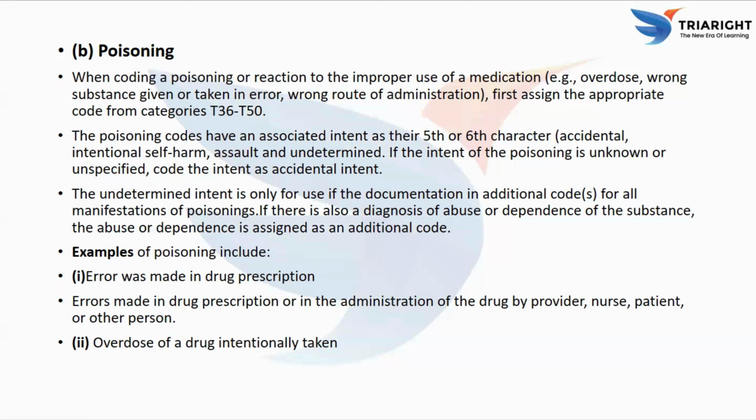So what are the common exam confusions? Poisoning versus adverse effect. If the situation is a wrong dose or overdose, you have to code poisoning. If the situation is a correct drug, correct dose, and an expected side effect, it is an adverse effect. If a wrong drug is taken, it also comes under poisoning. And if an allergic reaction takes place to a correct drug, it comes under adverse effect. So this is how you understand adverse effect and poisoning.